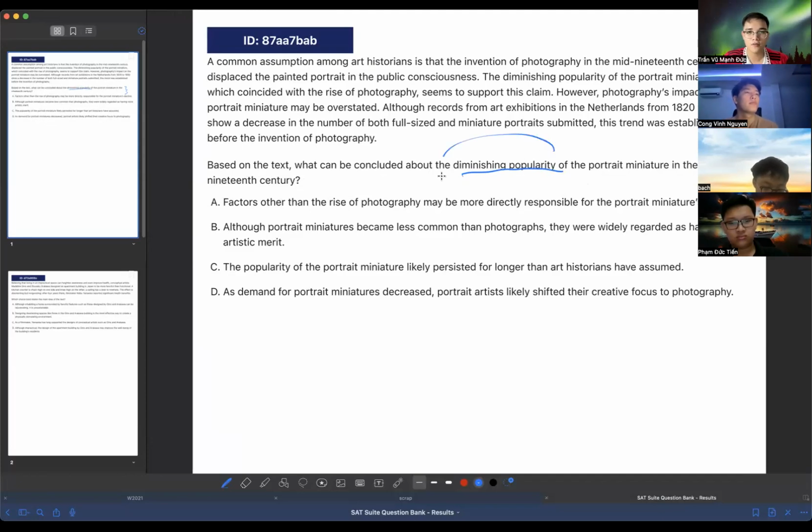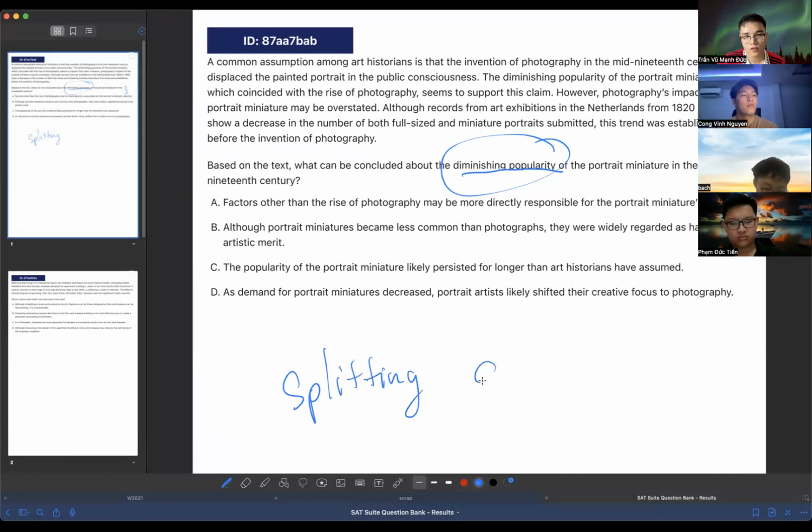And so look, that is the one key. This is how we're going to split a question. We circle in one kind of phrase, and then we look extensively for this key. In this case, we can see that diminishing popularity is the key, and we look for it in the paragraph, okay? After we have spotted the key, we can look at it.